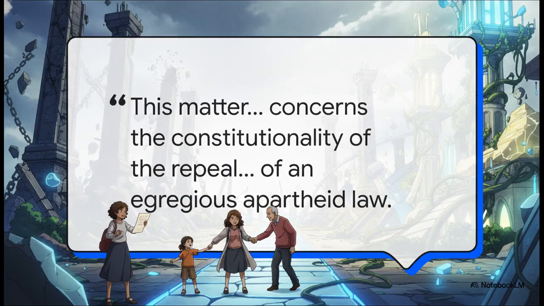Justice Ngobo actually set the stage for us perfectly. He wrote, "This matter concerns the constitutionality of the repeal of an egregious apartheid law." So what we're really looking at here is how a modern democracy goes about carefully dismantling the deeply racist legal architecture of its past. I mean, it sounds simple, right? Just tear it down. But as we're going to see today, when you tear down an entire legal system, you have to be incredibly careful that you don't accidentally crush the very people standing underneath it.